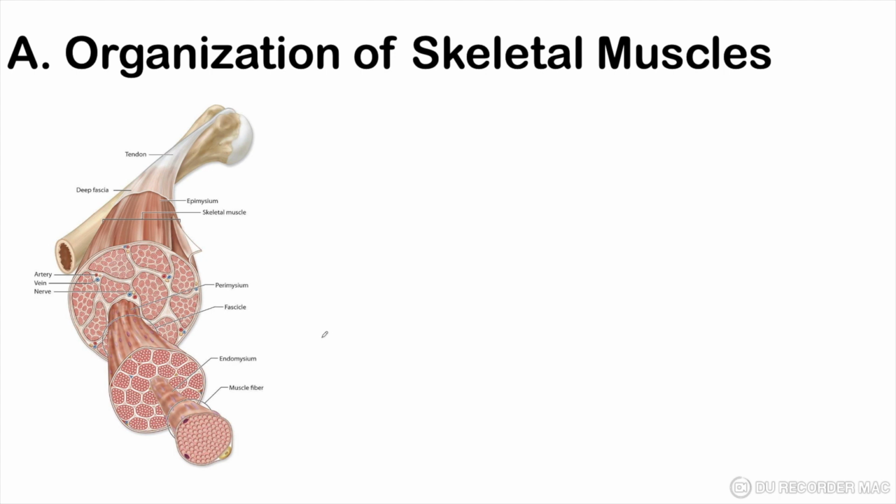So on the organization of your skeletal muscle, each muscle, imagine your biceps, for example. Your bicep, essentially, is a skeletal muscle, right? And it has three layers of connective tissue that enclose it. This connective tissue provides structure to the muscle and compartmentalizes the muscle fibers within the muscle. So each muscle is wrapped in a sheet of dense connective tissue. We call this the epimysium. So this is the epimysium right here.